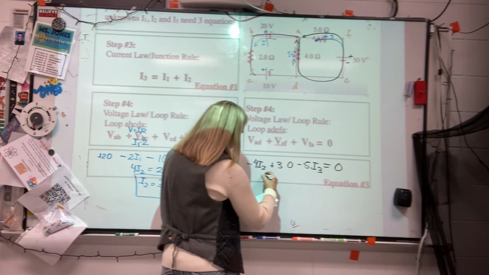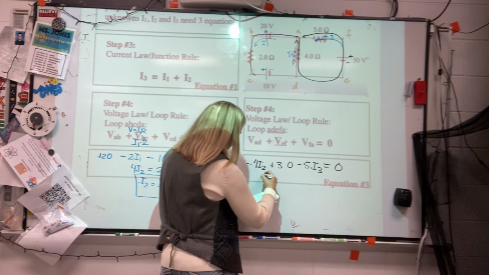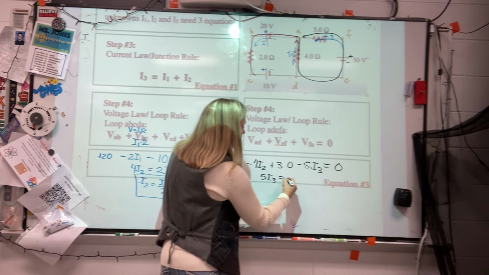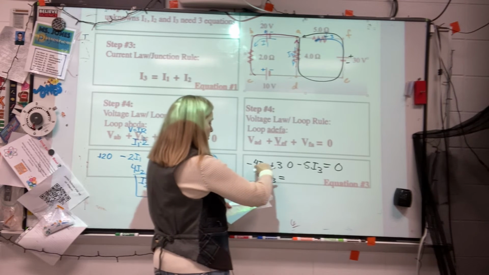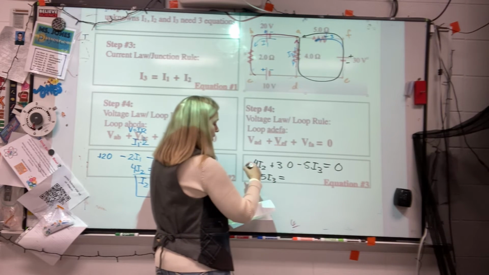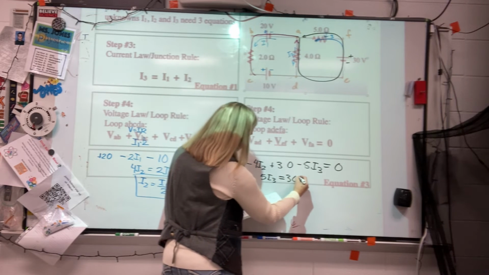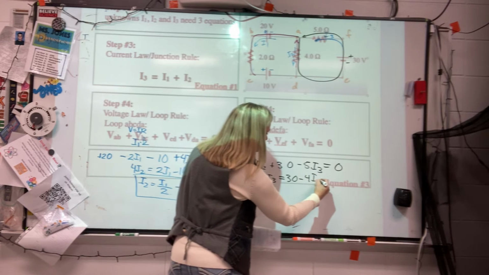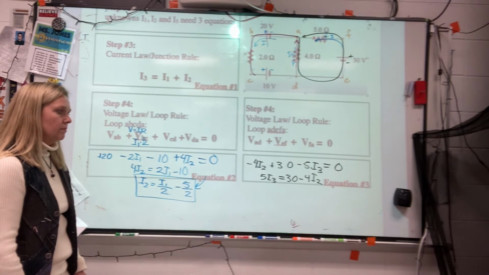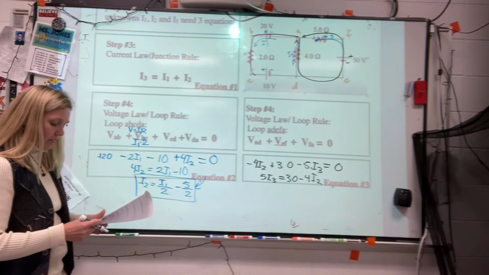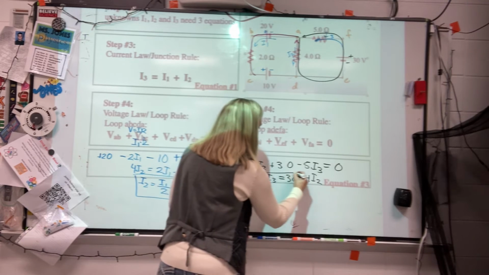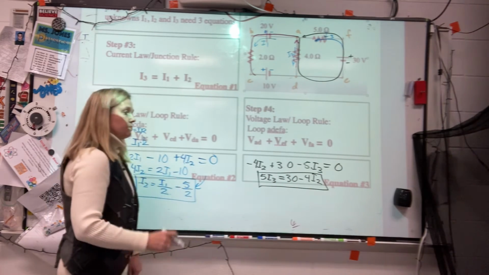So I'm going to do 5I3 equals, throw that on the other side, and then I'm going to change the sign so that we don't have a negative. So it's going to be 30 minus 4I2. I'm just going to leave it like that for right now because we're going to substitute things in later anyways.